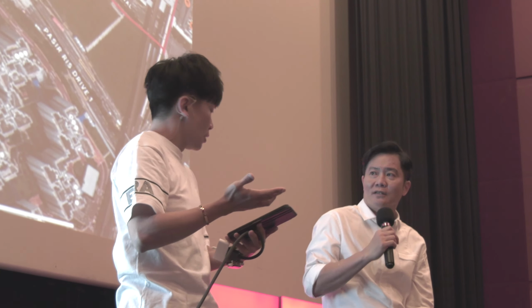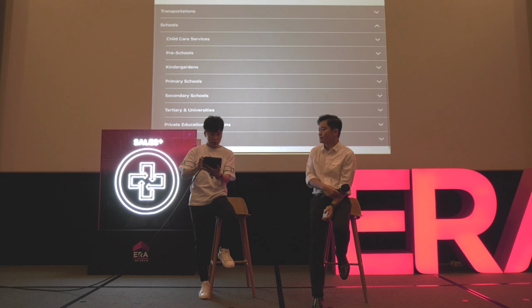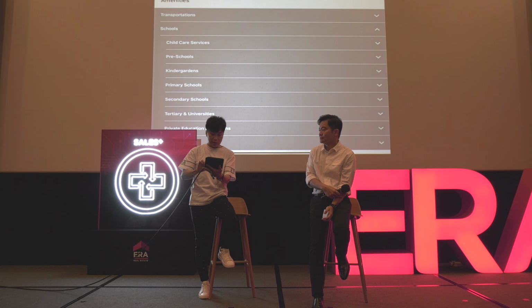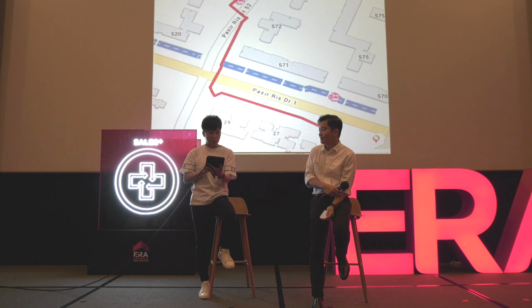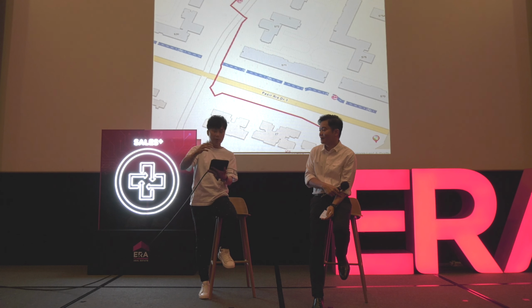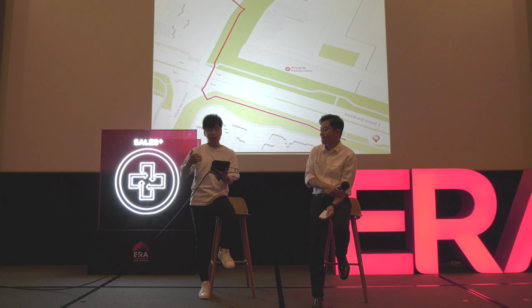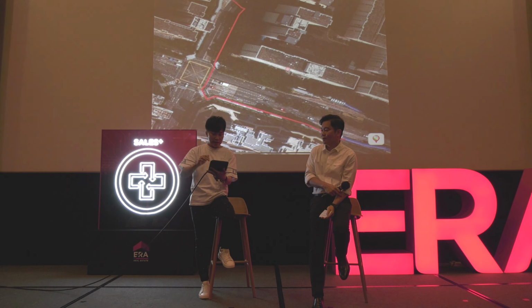Well, what about school? I think a lot of our clients would like to know primary school. Okay, primary schools. So what I can do is click on this thing called school. It depends where you want to go, secondary school or primary. Primary school. Elias Park Primary School, I click on this, 0.28 kilometers away. Immediately, I'll be able to show my client where you should walk, the exact location.